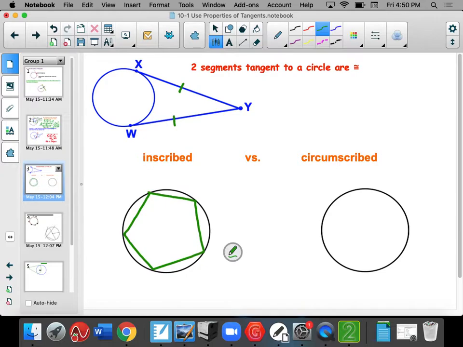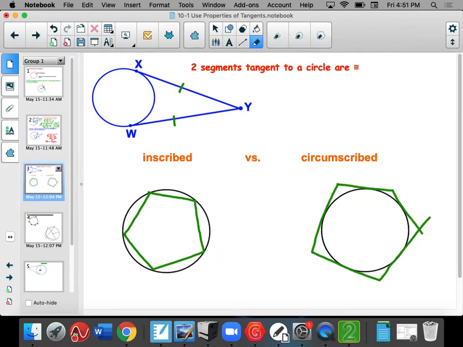And then the opposite of that is going to be called circumscribed. So that gives us a whole bunch of tangent lines out here that only touch our circle at one point. Got a little excess there. So there we have an inscribed pentagon and a circumscribed pentagon.